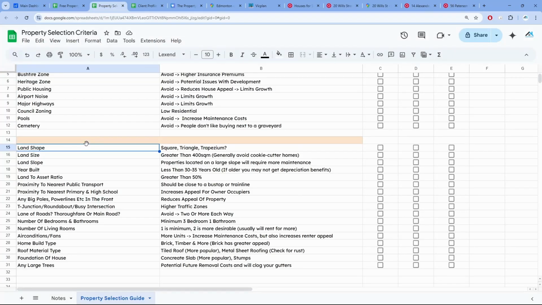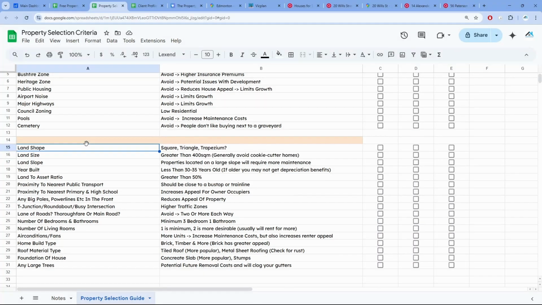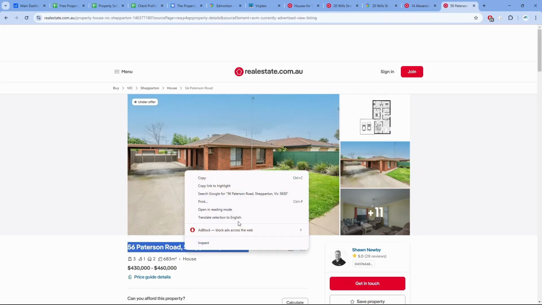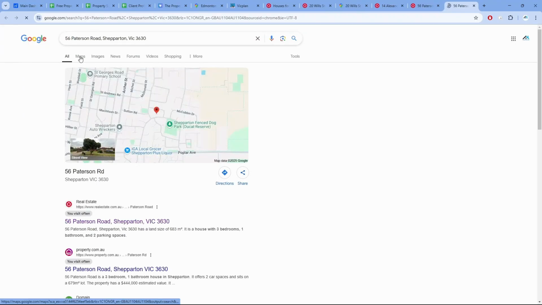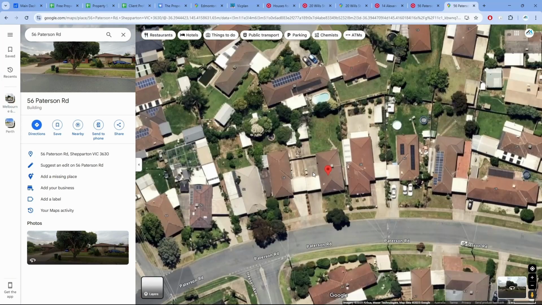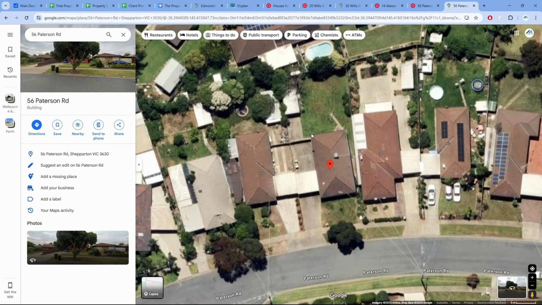All right, so let's talk about land shape. Now, land shape is very important. We want to be looking at square shaped lands, not ideally triangle or trapezium. Now, the reason we want rectangular shaped lands like the one on 20 Willow Street or say 56 Patterson Road, if I bring it up over here and I show you in the map and we have a look at this property, we can actually see that when it's rectangular, it has usually a lot of space at the back, or in this case, this one does.